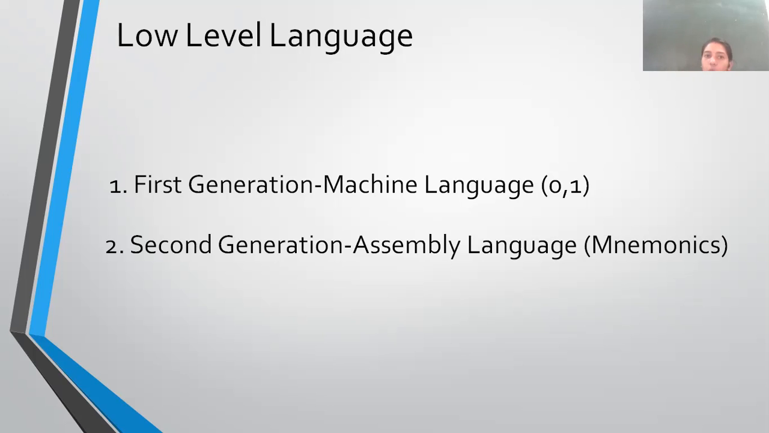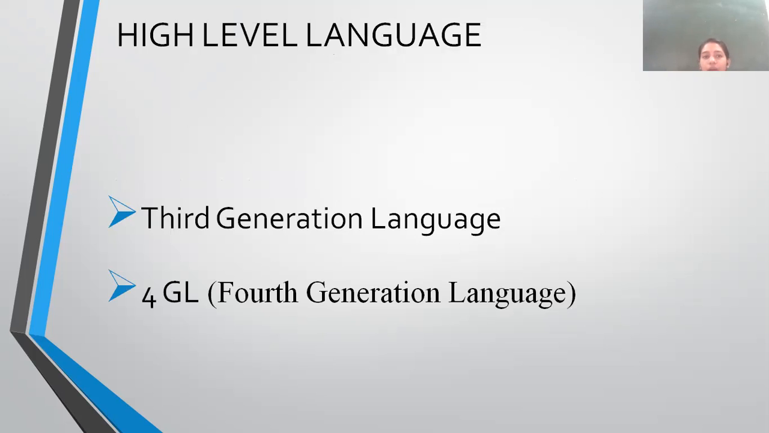So my question: does a computer understand mnemonics? No, definitely not. A computer understands only its machine language, which consists of zeros and ones. So someone should convert these mnemonics to zeros and ones. Who will do that? It is done by an assembler. Next, we are going to see high level language. We have two types, third generation language and fourth generation language.